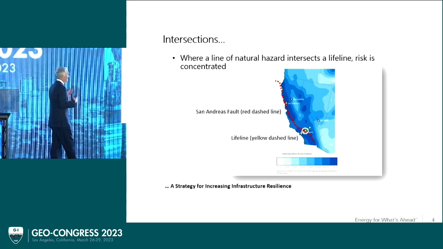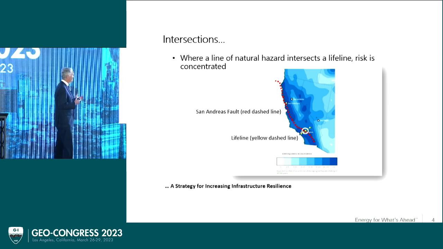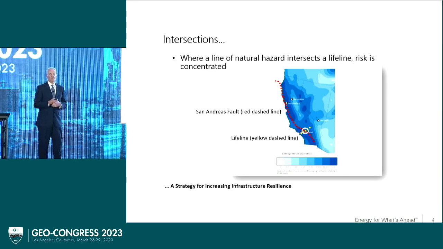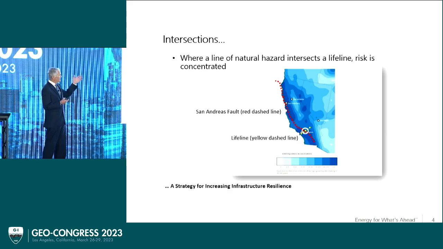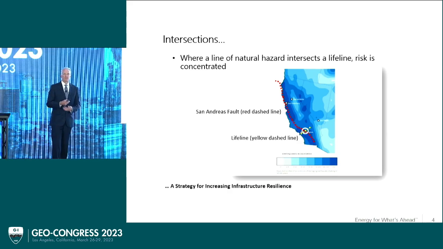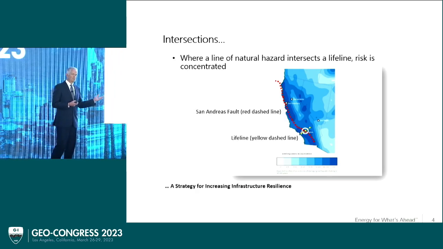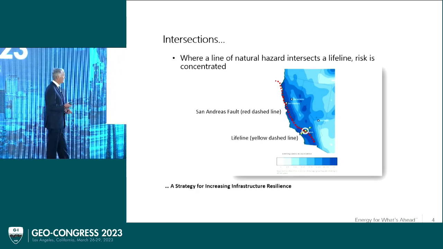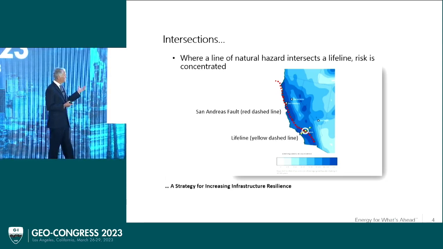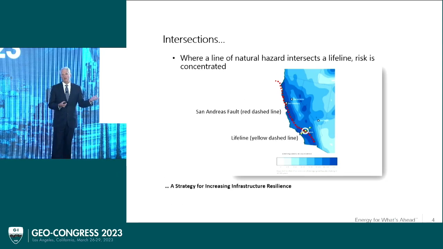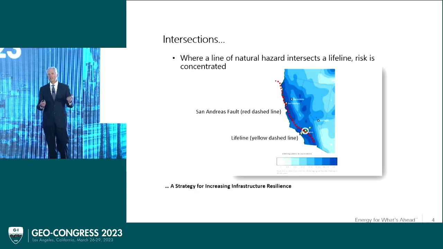So now back to that title of Intersections, a Strategy for Increasing Infrastructure Resilience. Here I take that red dashed line, the San Andreas Fault. You can see the probabilistic hazard overlain here. This is from a 3-year-old FEMA report working with USGS. The dark blues are 250 occurrences of damaging shaking in the next 10,000 years.